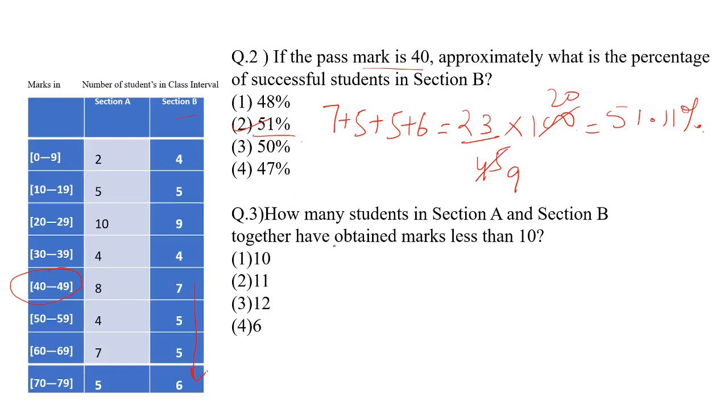How many students in sections A and B together have obtained marks less than 10? Less than 10, in sections A and B both. So it is 2 plus 4, which gives 6. So option 4.